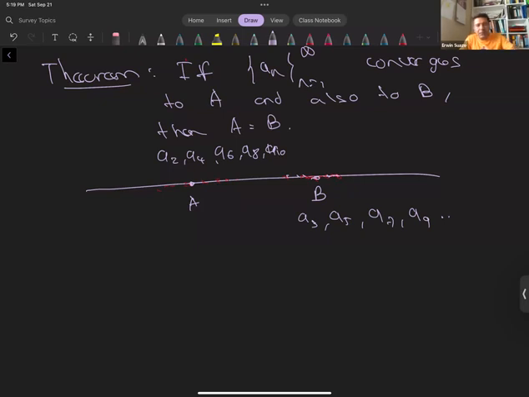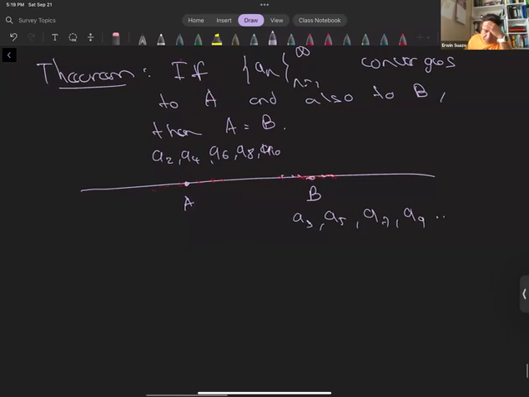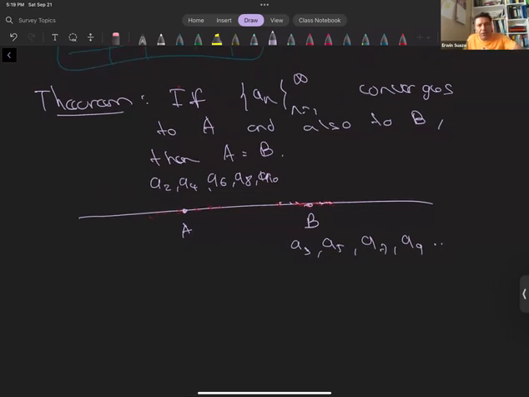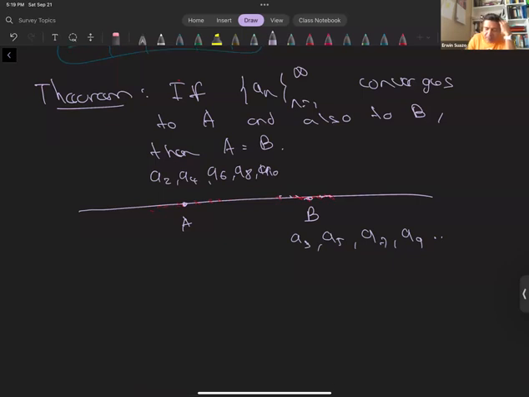Okay, guys, so let's do it. We're going to do it by contradiction. Okay, so we're going to do the following. It seems obvious to us. Let's try contradiction when something looks obvious. So assume A is different than B.